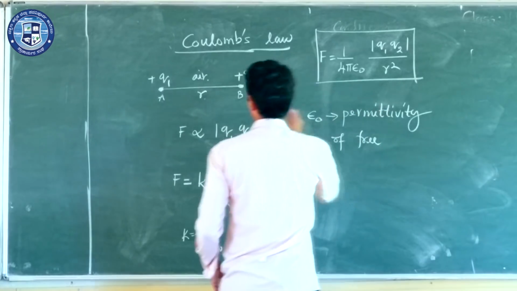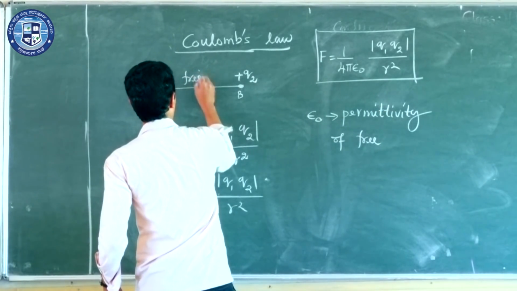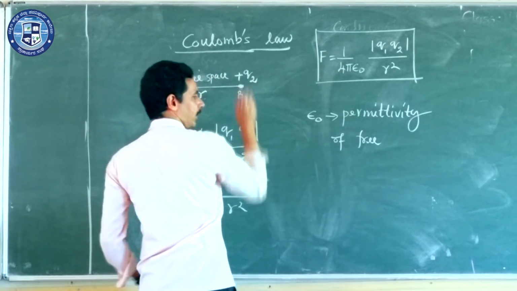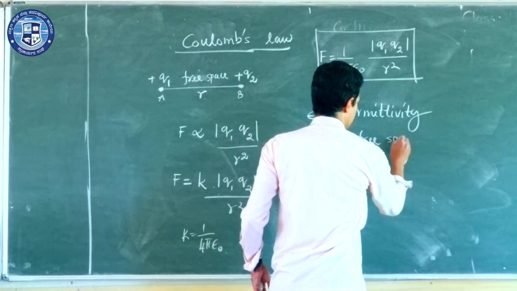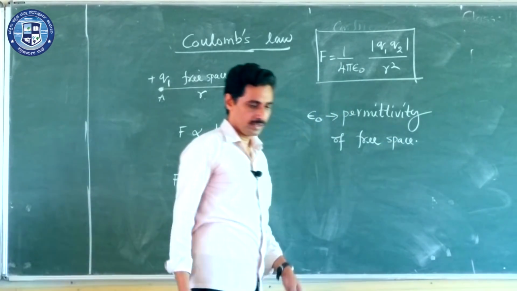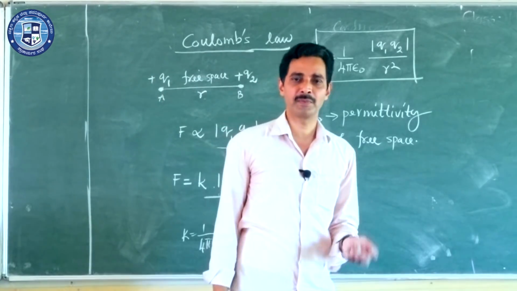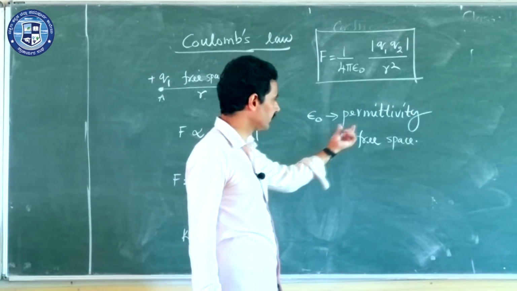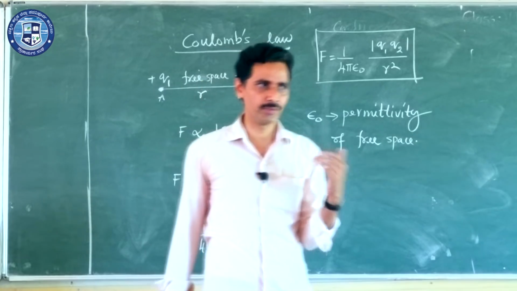I will replace this R with free space. I will make it common, okay? And even if it is R, no problem. So it is the permittivity of free space. It is named as permittivity. You see, in this word itself, there is something given. Permittivity, what do you mean by permittivity?